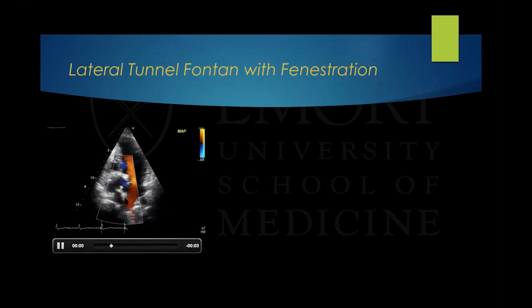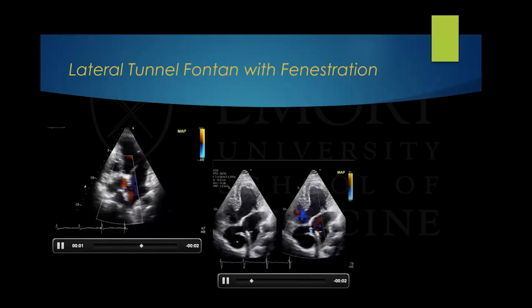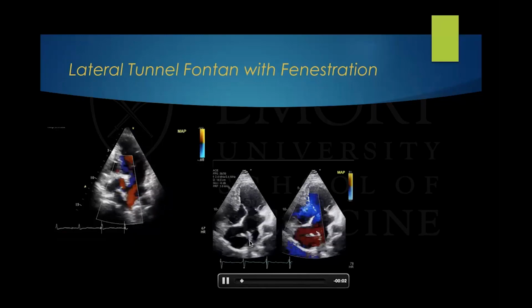So the Fontan circulation is a passive flow. So the CVP has to be higher than your wedge pressure in order for the blood to flow to the lungs. So you see another example here where there is this lateral tunnel.